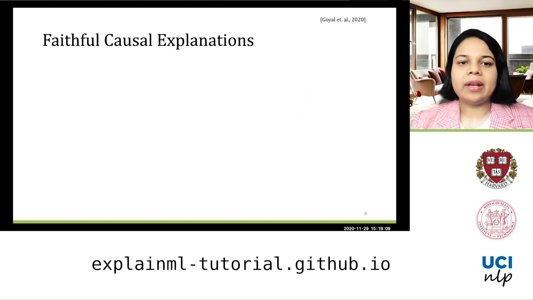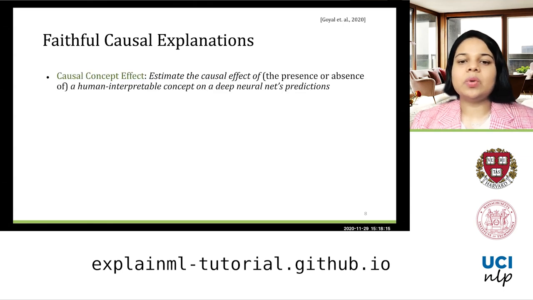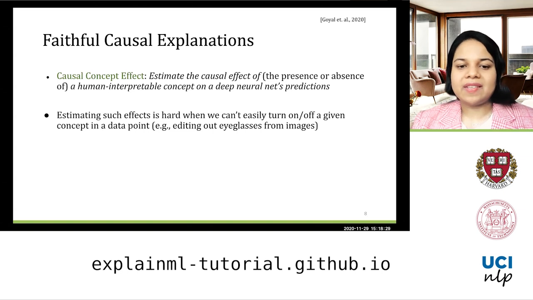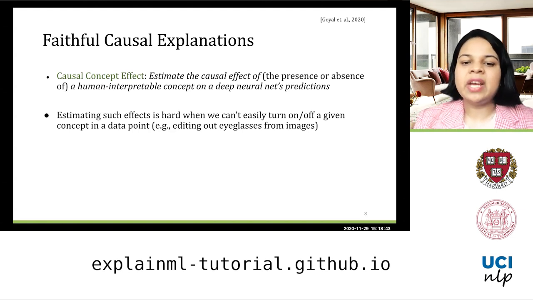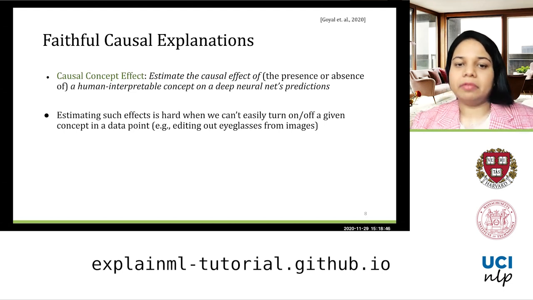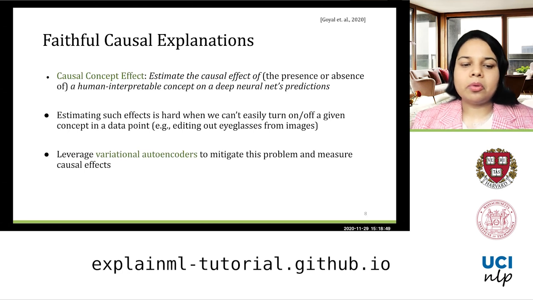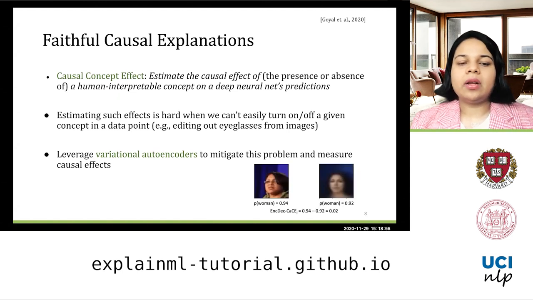The third interesting approach along these lines is the one which generates faithful causal explanations. The idea here is to estimate the causal effect of the presence or absence of a human interpretable concept on a deep neural net's predictions. One can imagine that estimating such effects can get extremely hard, especially since we can't easily turn on or off a given concept in a data point. For example, if eyeglasses is the human interpretable concept for which we want to estimate causal effect, editing out eyeglasses from images can be non-trivial, right? But Goel et al. propose a solution which leverages variational autoencoders to mitigate this problem and measure causal concept effects.